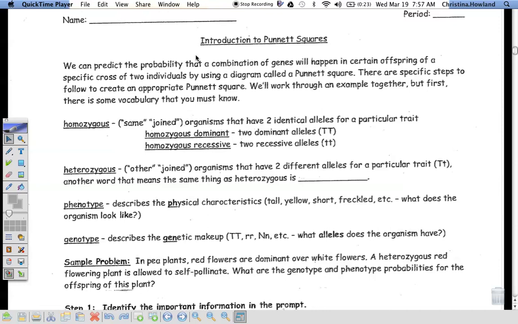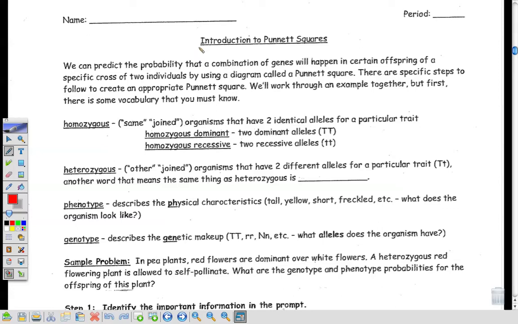Okay, so in order to make up for the time that we missed on Monday with the snow day, I'm having you do this introduction to Punnett squares at home. And so you can do the practice and do the homework together. This is going to be a review for most of you, but we're still going to keep track of it.